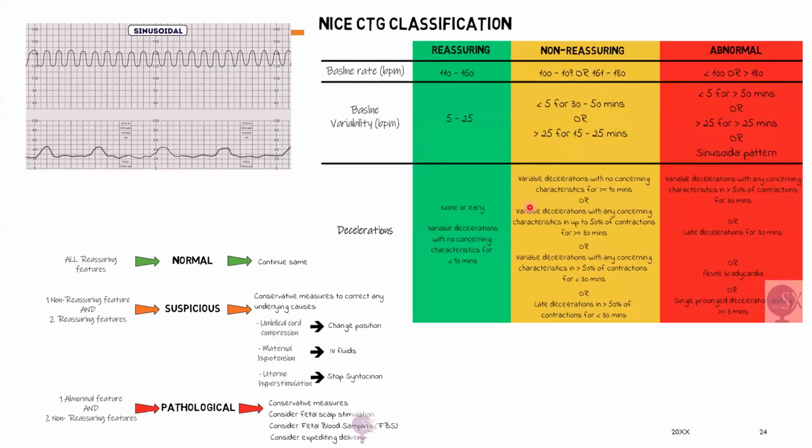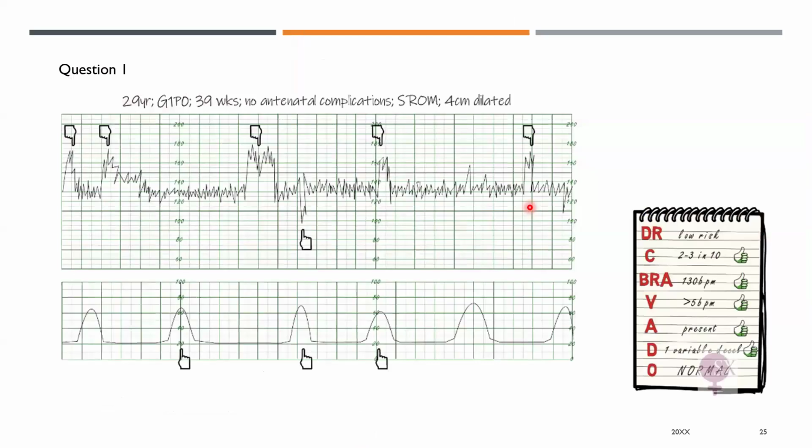Another way of classifying CTGs is using the NICE CTG classification. I've put this here so you can go through it afterwards. I'll be sharing the slides at the end. This is another way of classifying it. Ideally, we don't follow this over here, but it is good to know if you want to have a read on it. So let's do a bit of practice questions to understand whether we've seen the concept properly.